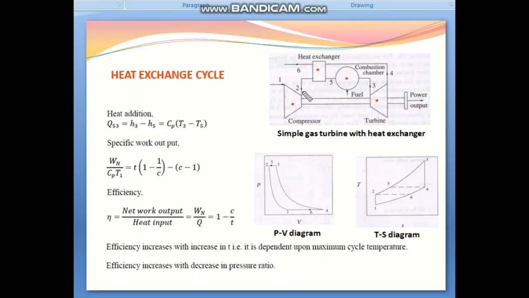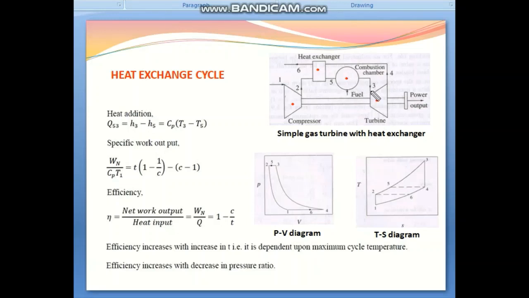The heat exchanger is the 2 to 5. In this picture you can see this is the 2 to 5 process. In the heat exchanger, the compressed air gains heat from the flue gas. Okay, then the compressed air flows to the combustion chamber.